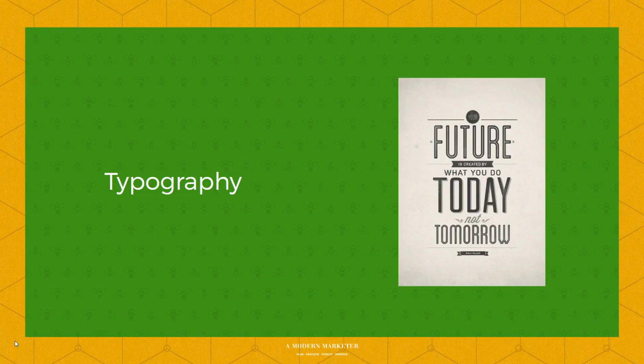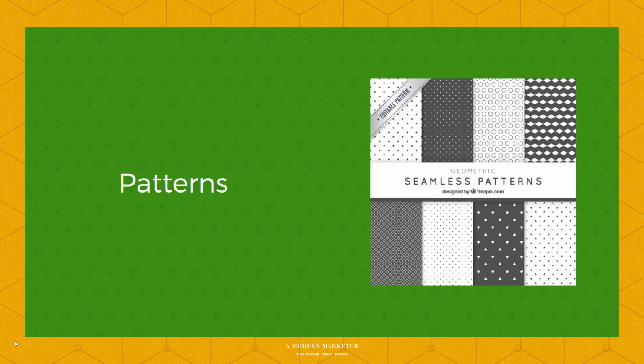Let's look at a third element of design here. This one is patterns. So back to the PowerPoint presentation that you're looking at right now. If you look at the yellow, there's a pattern on there. It's a honeycomb pattern. And then you look at the green, there's another pattern on there as well. It's a bee pattern.